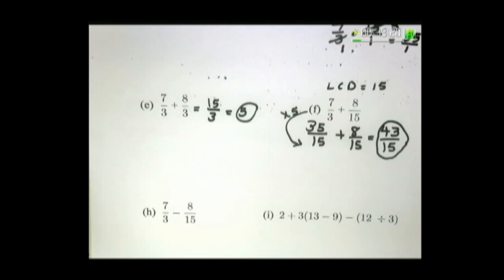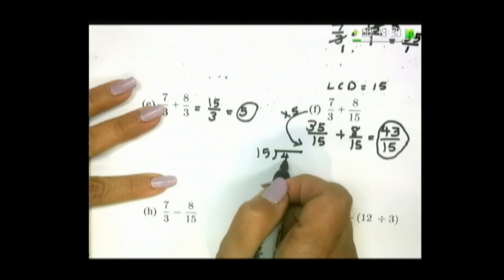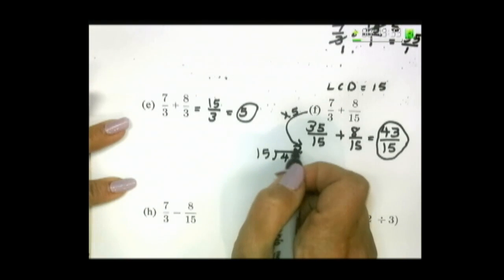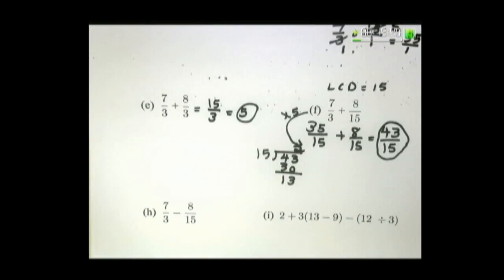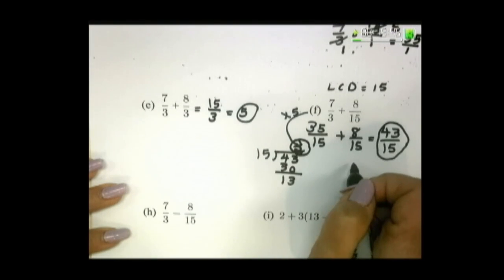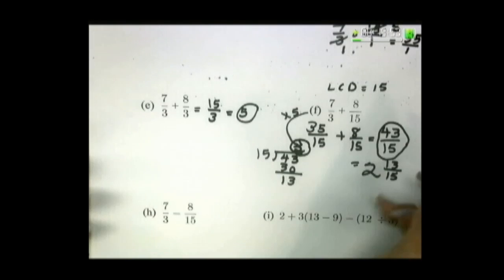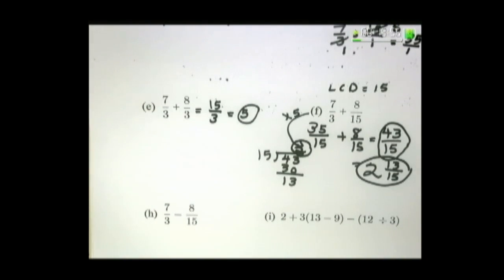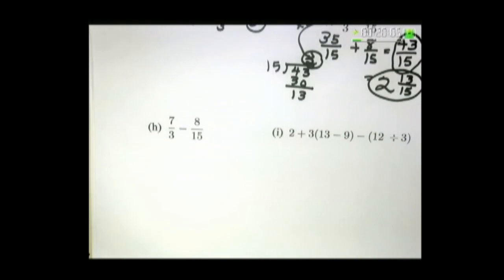If your answer choices are mixed numerals, then you need to change this improper fraction to a mixed numeral by dividing. 15 goes into 43 twice. 2 times 15 is 30. Subtract and get 13. That's your remainder. So when we're talking about 15ths, it goes in 2 times, and we have 13 of those 15ths left over. So your answer could be 2 and 13/15 or 43/15, depending upon whether your answer choices are improper fractions or mixed numerals.